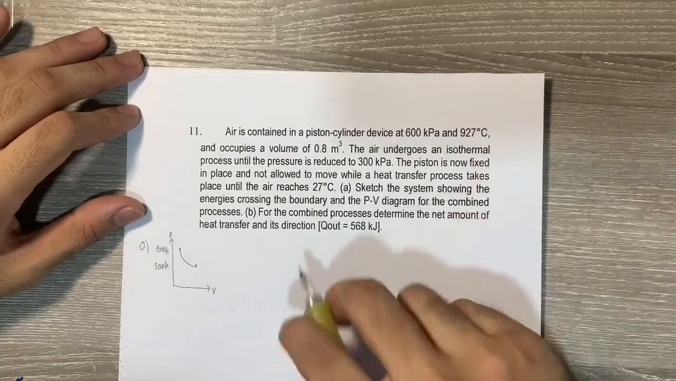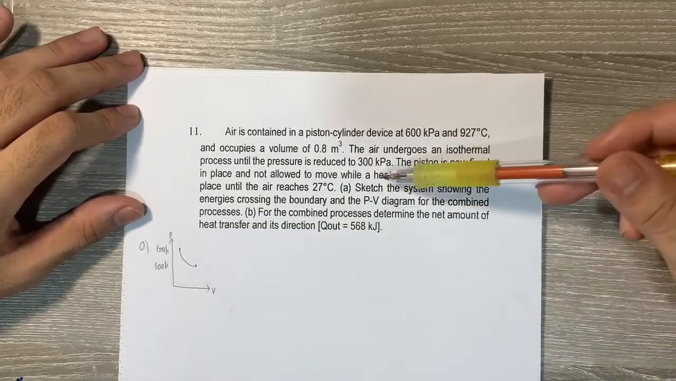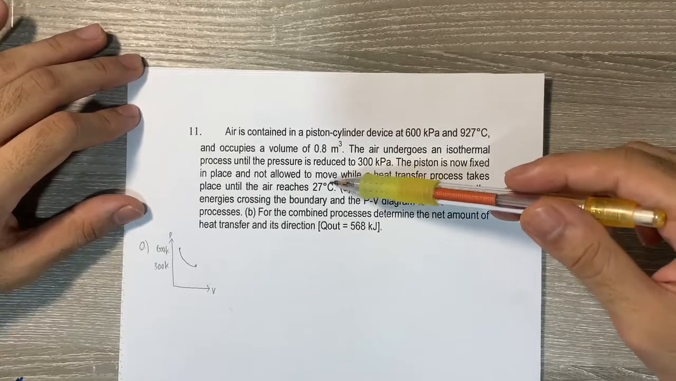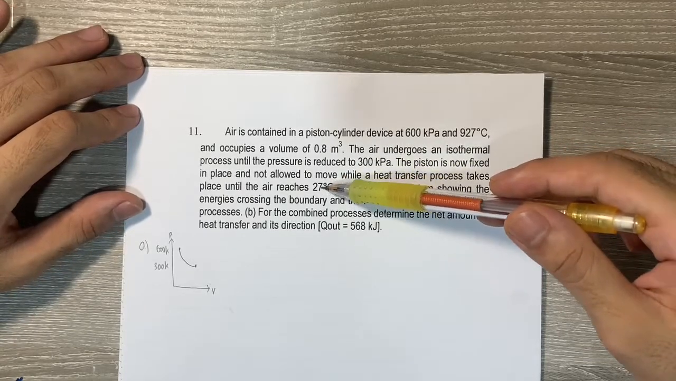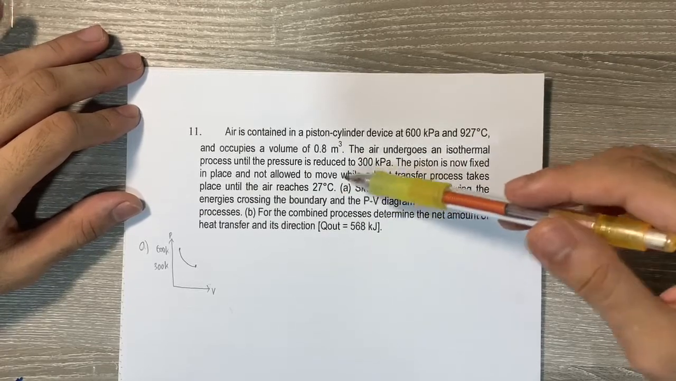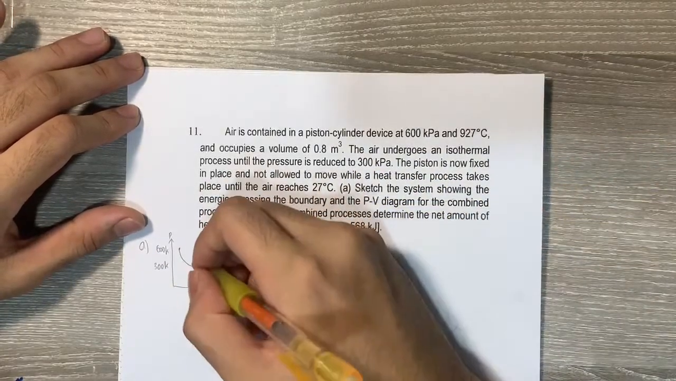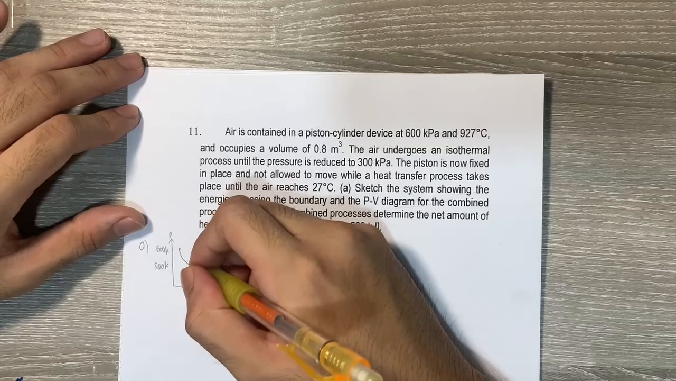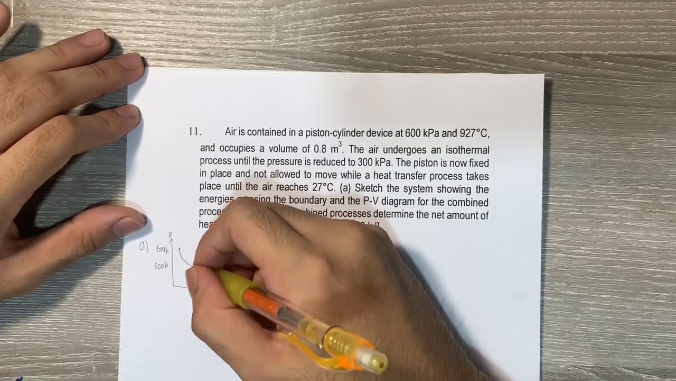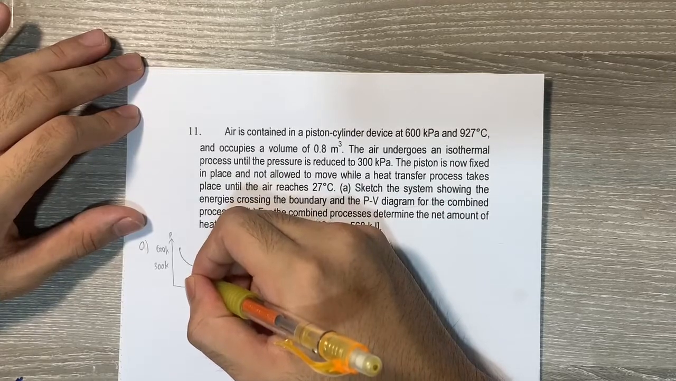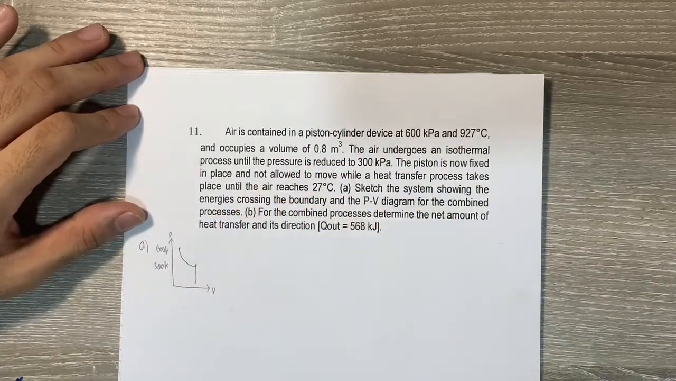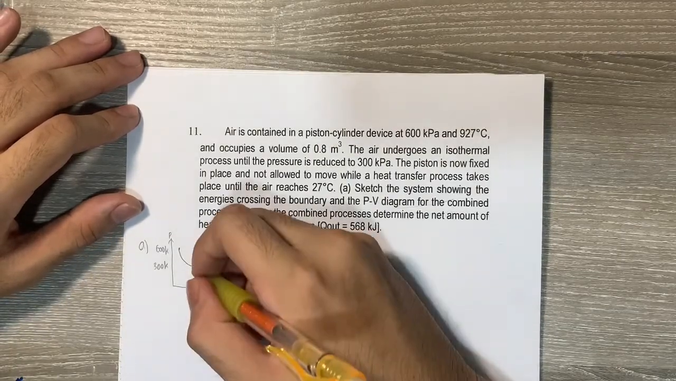After that, the volume is not changed, but the pressure and the temperature are changed. So we can see here it undergoes an isochoric process like that. That is for question A.